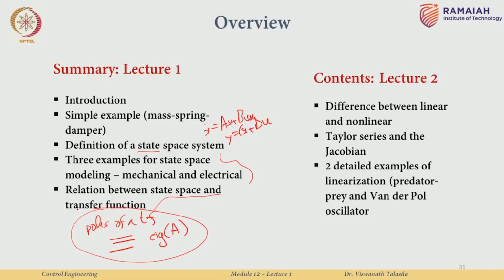In the next lecture, since state space can handle linear or even nonlinear systems, we will look at the basic differences between linear and nonlinear systems. We will look at why it is important to linearize a nonlinear system, and there are really good reasons for doing so, because handling nonlinear systems is extremely difficult. We will look at the technique of the Taylor series to linearize a nonlinear system, and finally we will conclude with two really nice examples. One is the predator prey system, where we will write the nonlinear dynamics and show how we can linearize them, and finally we look at the van der Pol oscillator. Thank you.